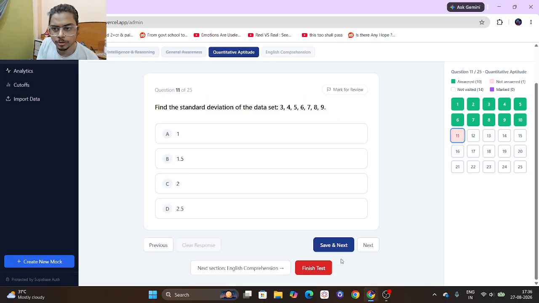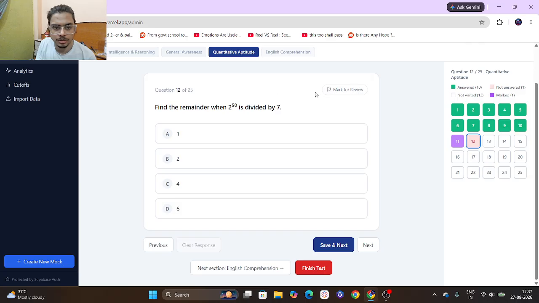Nice. Next. Standard deviation of this data array, इसमें बहुत टाइम लगेगा. The remainder of 2 to the power 50 upon 7, so this becomes Euler of 7, 6. 2 to the power 50 upon 6 और ये 7, so 2 to the power 2 upon 7, 4.